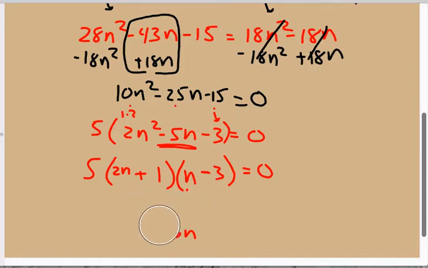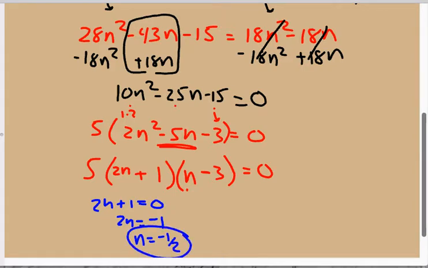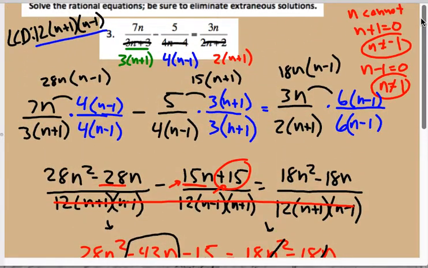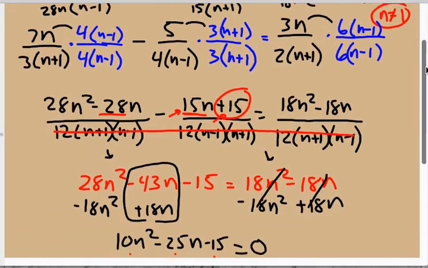So it is factored. So what are my two answers? Well, 2n plus 1 equals 0. Set them equal to 0 and solve. That's 2n equals negative 1. So that means dividing by 2, I'd get negative 1 half. There's one solution. n minus 3 equals 0. Adding 3 to both sides, I get n equals 3. So negative 1 half and positive 3. Lovely. Okay. Let's go on. And I think I had extraneous solutions of negative 1 and 1, so I'm good with negative 1 half and positive 3.